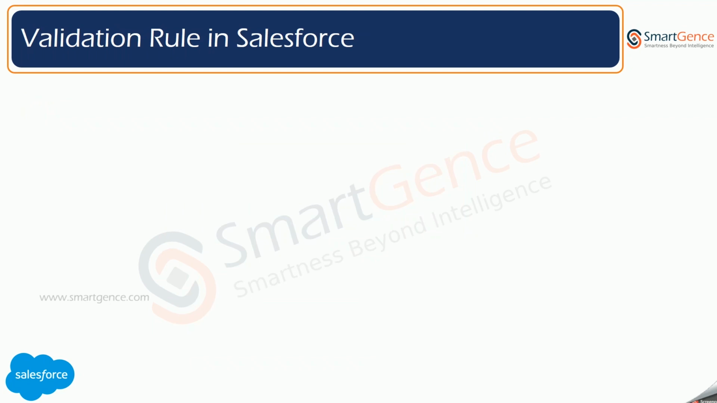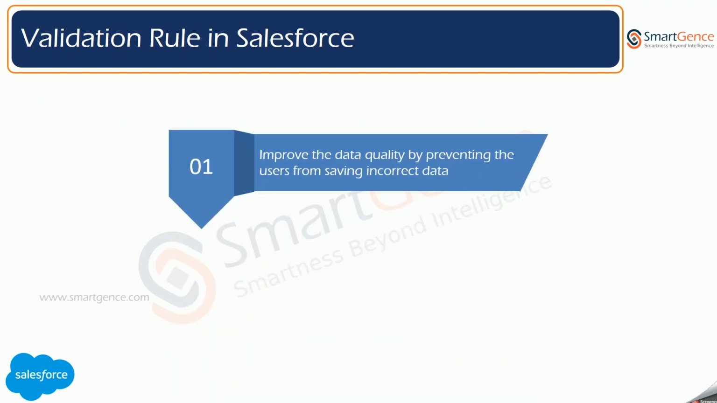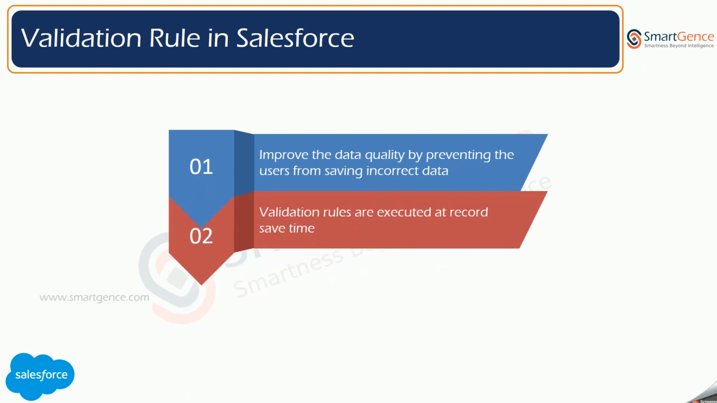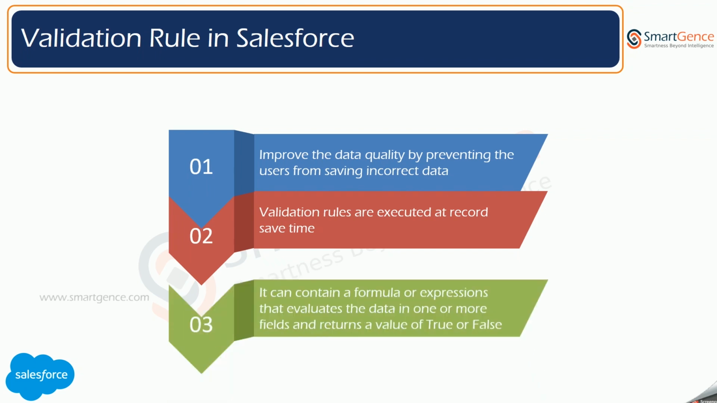So then, validation rule in Salesforce. This will improve the data quality. For example, we have prevented a user from providing incorrect data into this email field. That way we'll be improving the data quality, and validation rules would be executed at record save time. When we click on save for a particular record, this validation rule would get fired.